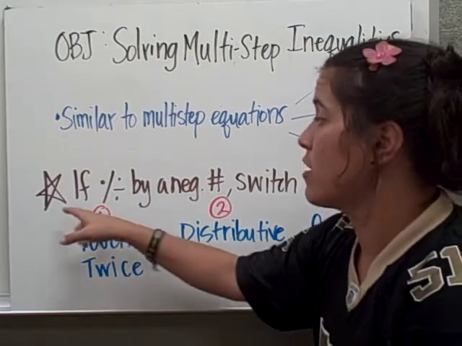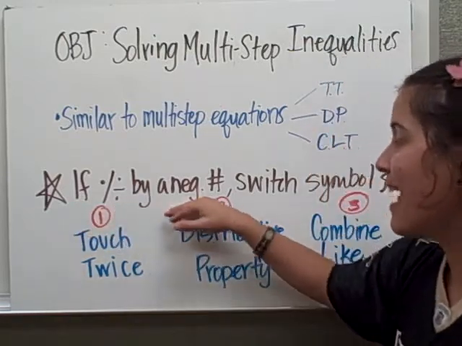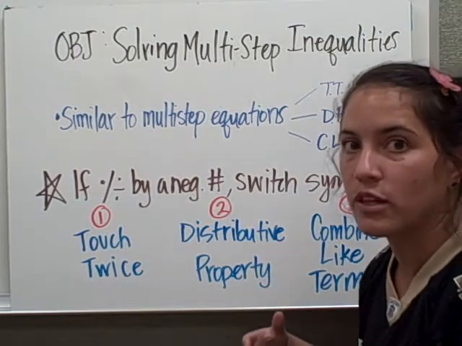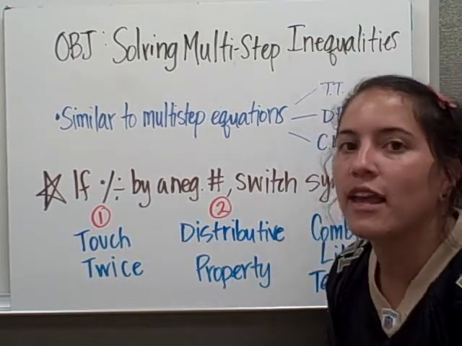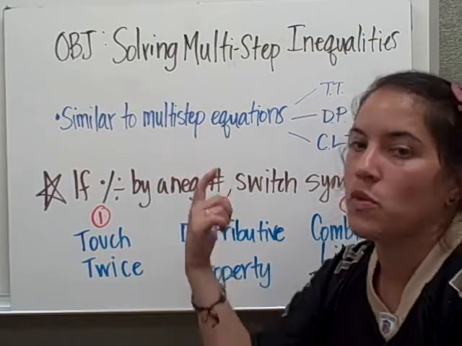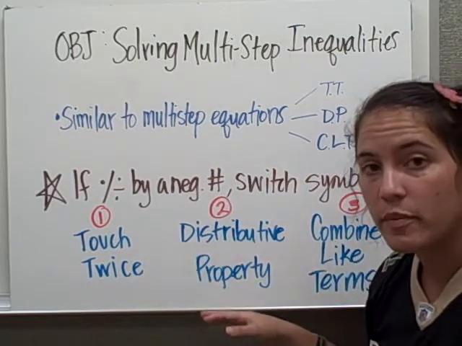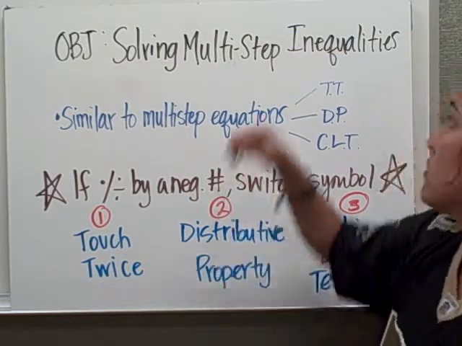One thing you have to remember though, if you multiply or divide by a negative, you have to switch your inequality symbol. Just like we've been working with inequalities. If you multiply or divide by a negative, your inequality symbol is going to reverse. So remember, you touch twice, use the distributive property, and combine like terms.